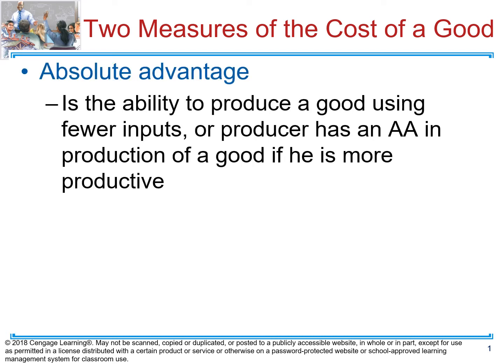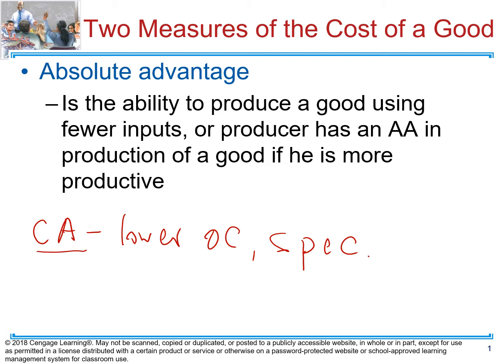So guys, a couple more slides in chapter 3. Remember, chapter 3 is about gains from trade. We'll learn in this chapter about comparative advantage. Remember, comparative advantage is associated with the lower opportunity cost, specialization, and also if you have a comparative advantage in production of that good, you have to export that good.